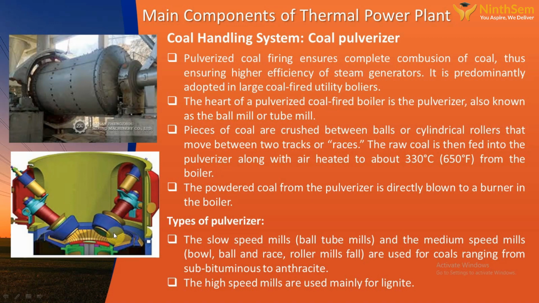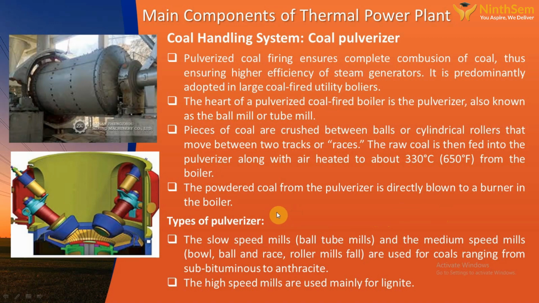Once the coal is pulverized into powder form, preheated external air is supplied inside the pulverizer to push the pulverized powder coal and feed it to the furnace combustor area. So the powdered coal from the pulverizer is directly blown to the burner in the boiler.